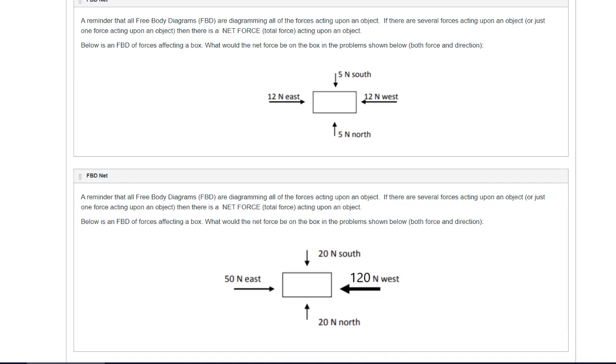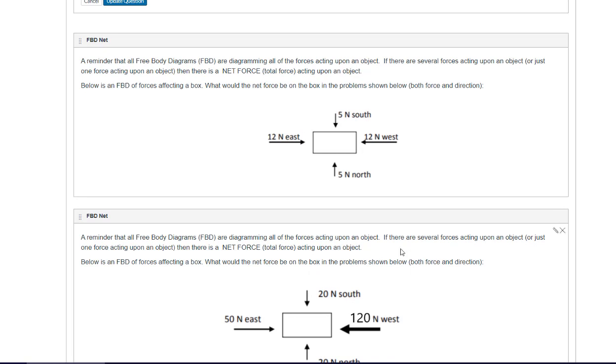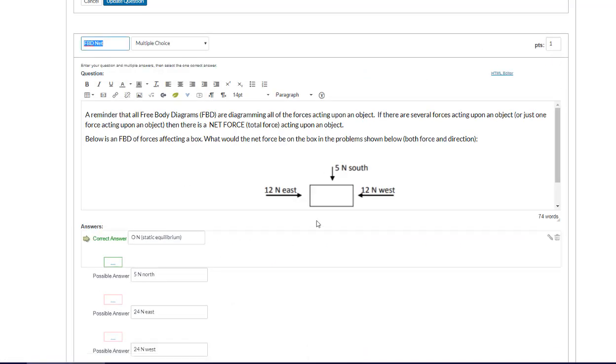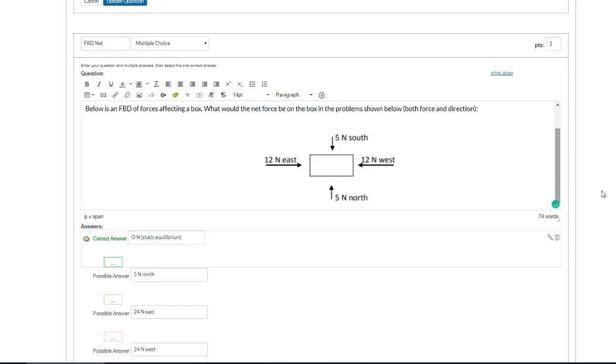Okay. A reminder, so similarly here, what they want to know, and this one should be 0 newtons because this cancels out, this cancels out. So 0 newtons. It's in static equilibrium.